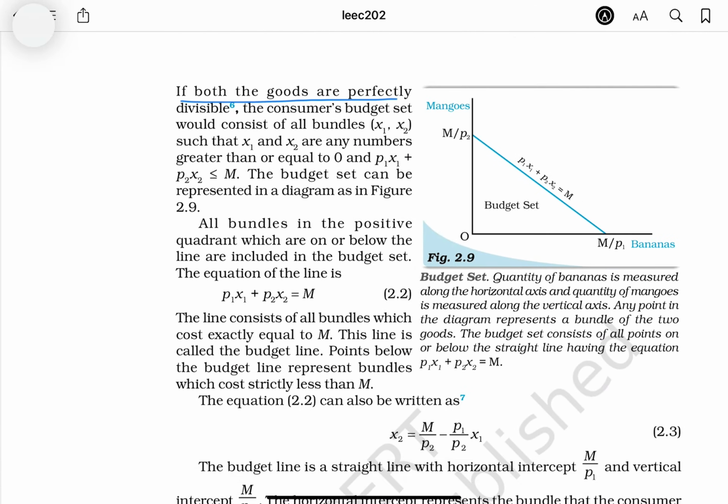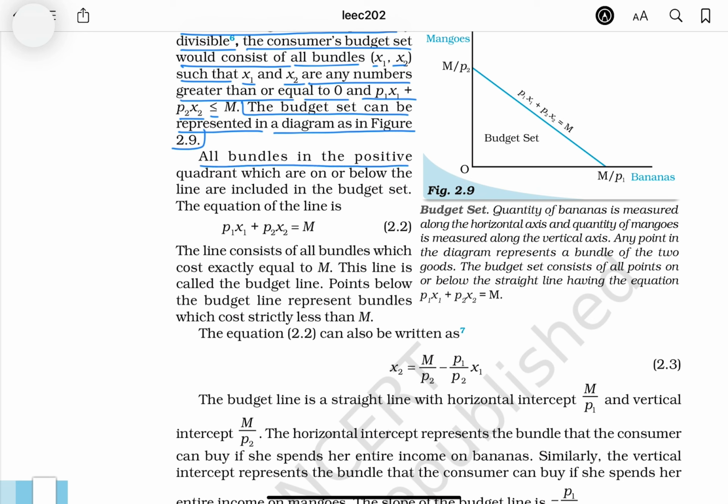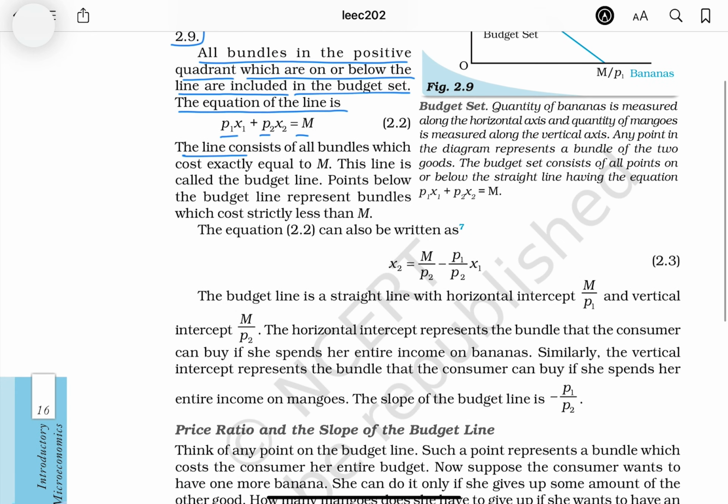If both the goods are perfectly divisible, the consumer's budget set would consist of all bundles X1, X2 such that X1, X2 are any numbers greater than or equal to 0, and P1 X1 plus P2 X2 is smaller than or equal to M. The budget set can be represented in a diagram as in figure 2.9. All bundles in the positive quadrant which are on or below the line are included in the budget set. The equation of the line is P1 X1 plus P2 X2 is equal to M. The line consists of all bundles which cost exactly equal to M. This line is called the budget line.